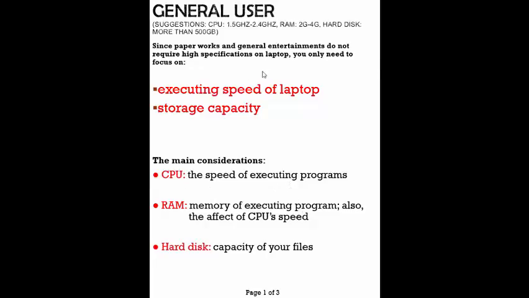For example, general users usually use a laptop to do paperwork and general entertainment, so they will focus on the executing speed of the laptop and storage capacity. And the main considerations of laptop components would be CPU, RAM, and hard disk, which are related to speed and storage capacity. And these three components will be explained in more detail on the next page.